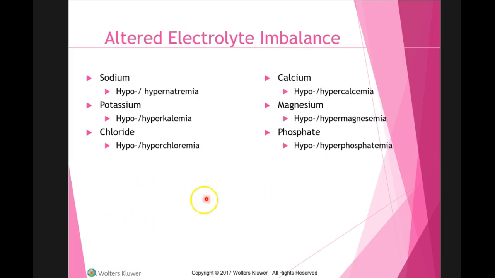Here's the nomenclature for alterations in electrolytes. When we talk about sodium imbalances, you're either hypo or hypernatremic. With potassium, it's hypo or hyperkalemic. With chloride, it's hypo or hyperchloremic. Calcium is hypo or hypercalcemia. Magnesium is hypo or hypermagnesemia. And phosphate is hypo or hyperphosphatemia.